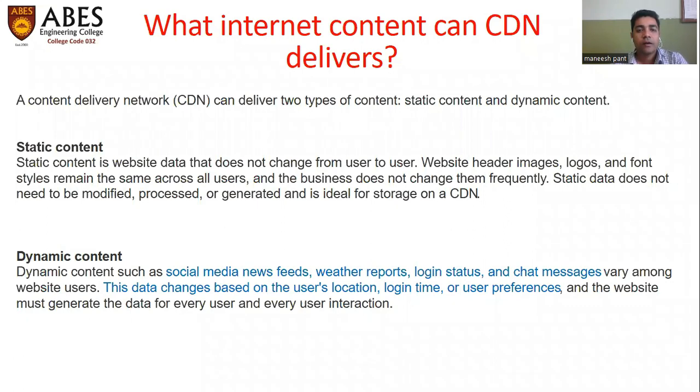What internet content can a CDN deliver? A CDN can deliver both static content and dynamic content. Let's see what is in this, and we will discuss how it delivers it. A CDN can deliver two types of content, static and dynamic. Static content is website data that does not change from user to user. Website header images, logos, and font styles remain the same across all users, and the business does not change them frequently. Static data does not need to be modified, processed, or generated, and is ideal for storage on a CDN.